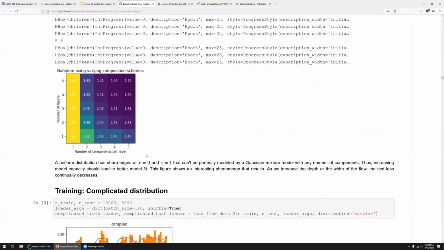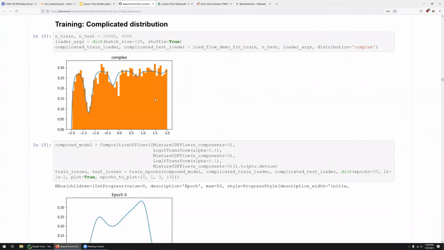Because it's 3, no? Yeah, the more you increase the number of components and the number of layers, look at that, it just keeps getting better. It's almost like trying to model a complete uniform, you really need a very large number of layers and a large number of components per layer.